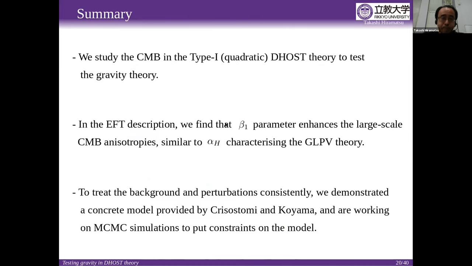Okay, summary. We study the cosmic microwave background in type 1 DHOST theory to test gravity theories. In the EFT approach, we find the beta 1 parameter enhances the large scale CMB anisotropies, similar to the GLPV case reported by D'Amico et al. And to treat the background and the perturbations consistently, we demonstrated a concrete model provided by Crisostomi and Koyama. Then we performed simulations to get the angular power spectrum. And recently, I'm working on MCMC simulations to put constraints on these model parameters. This is the last page, thank you.